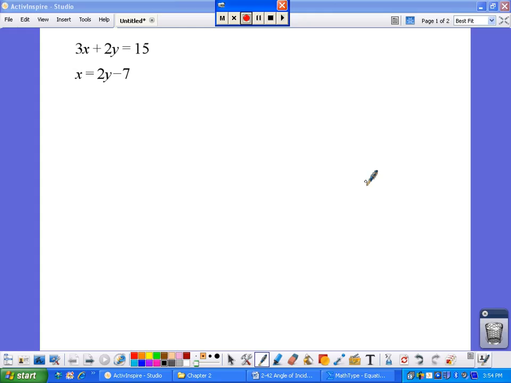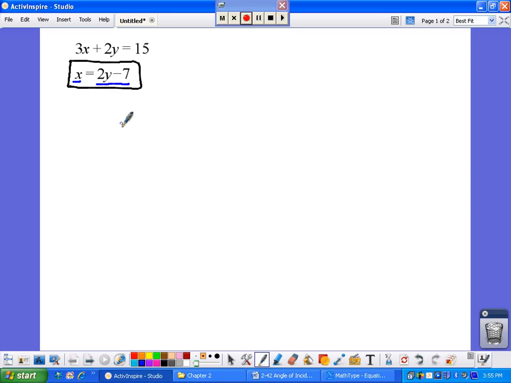What I want to do is substitution, because I notice right off the bat that this x is all by itself. So whenever I see an x, I can refer to it as 2y minus 7. Same thing. So I'm going to rewrite the first equation.